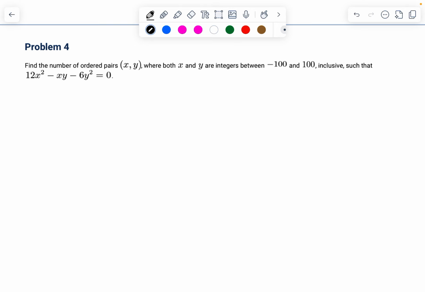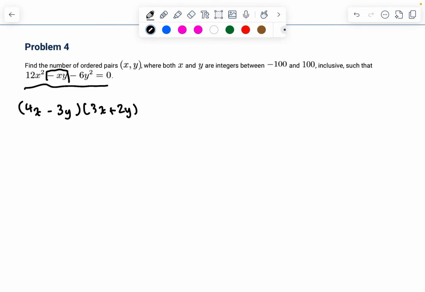Okay, let's get started. We're going to begin by factoring out this expression right here into (4x - 3y)(3x + 2y). Now, obviously in the contest, you might not get this at the first try, but you can experiment by splitting up the 12x² and the 6y² into separate factors and then multiplying to see which ones come out to negative xy.